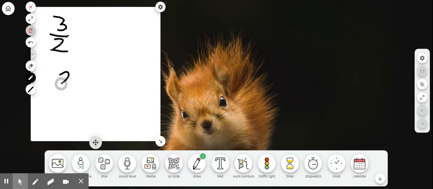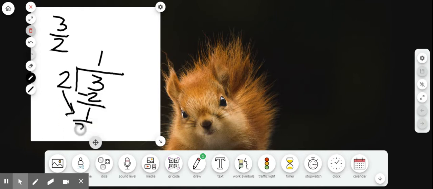What in essence this means is 3 divided by 2. How many times does 2 go into 3? So you're just going to divide. 2 goes into 3 1 time. 2 times 1 is 2. You subtract. 3 minus 2 is 1. Now you bring this number down here and you make it into a fraction. And this is your whole. So this is your fraction. This is your whole. So now 3/2 is equal to 1 and 1/2.